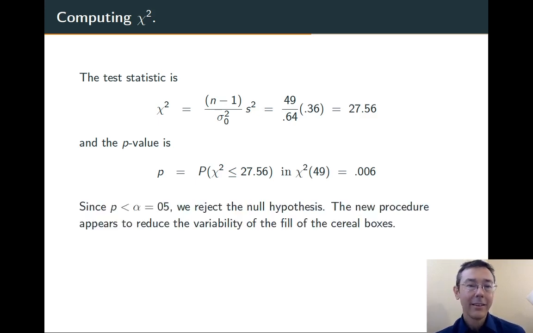Obviously, that's less than the critical value. We selected alpha equals 0.05, so we reject the null hypothesis and conclude that the new procedure does in fact reduce the variability of fill in those cereal boxes.